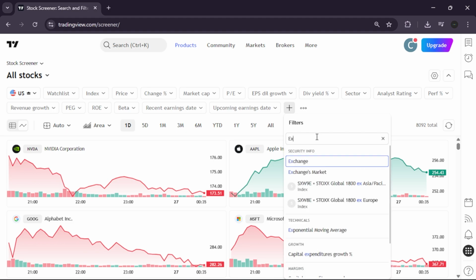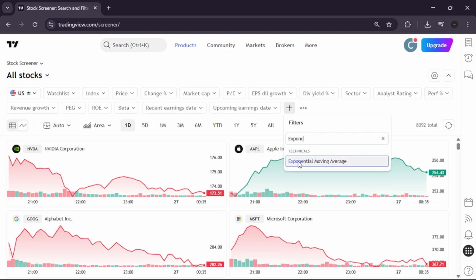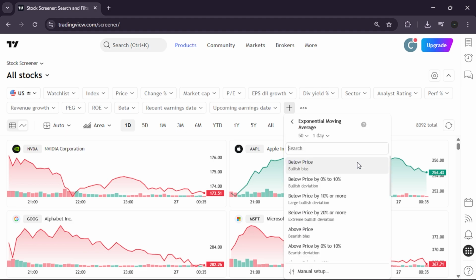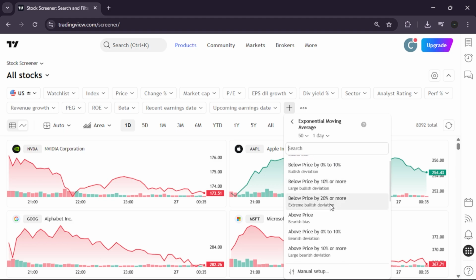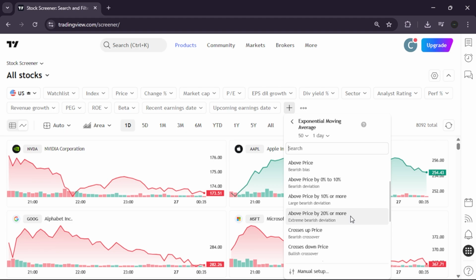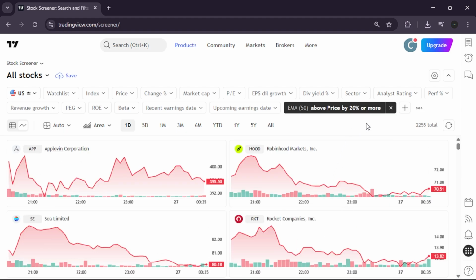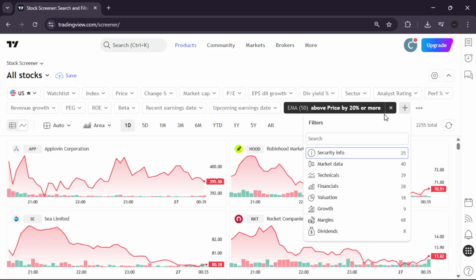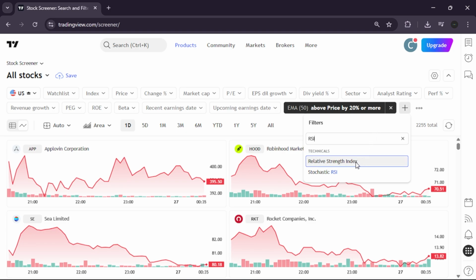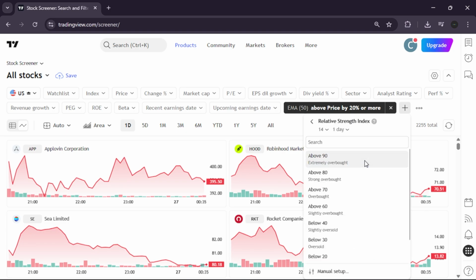Exponential Moving Average, EMA 20, set this to Price is above EMA 20. Relative Strength, RSI, set this to RSI is between 40 and 60 to find stocks that aren't overbought yet, and Volume, set Average Volume 90-day to above 500K.